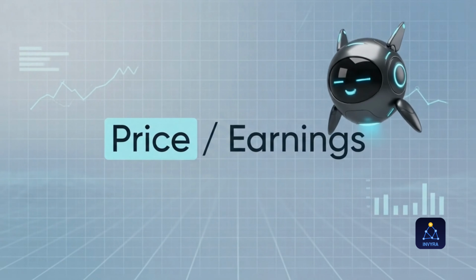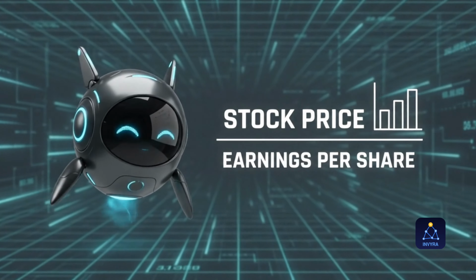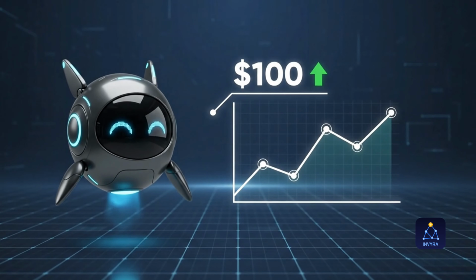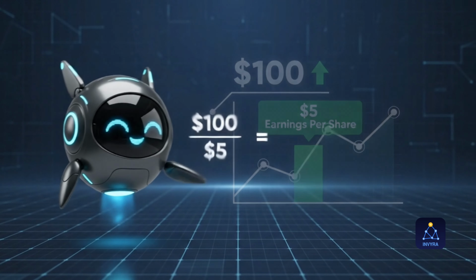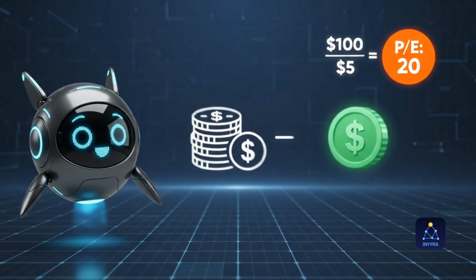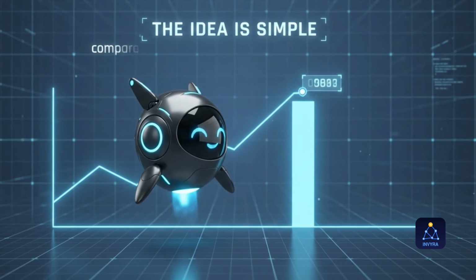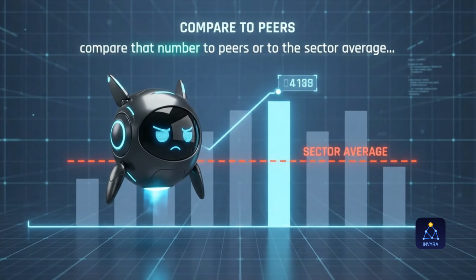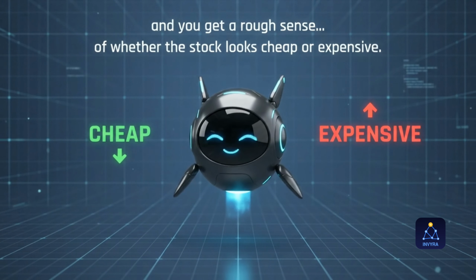Here's how it works. Take the current stock price and divide it by the company's earnings per share. If a stock is trading at $100 and the company earns $5 per share, the PE is 20, meaning you're paying $20 for every $1 of annual earnings. The idea is simple. Compare that number to peers or to the sector average, and you get a rough sense of whether the stock looks cheap or expensive.